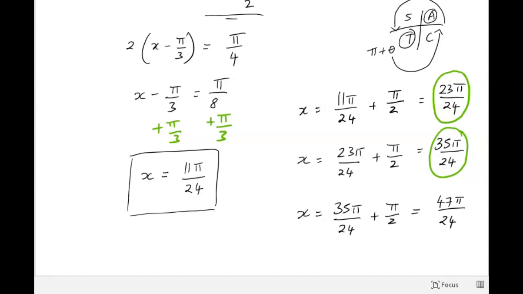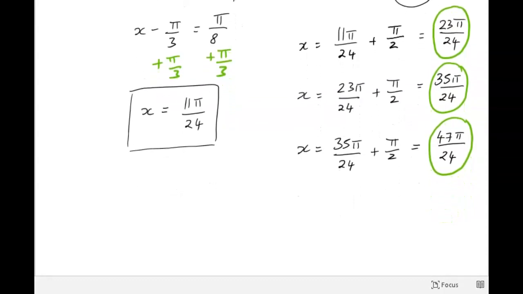Given the denominator is 24, a value of 2 pi is basically equal to 48 pi on 24, which means 47 pi on 24 gives us the final solution to this particular question. Now, like I've done in the previous examples for sine and cos equations, we are going to rewrite all the solutions in ascending order.